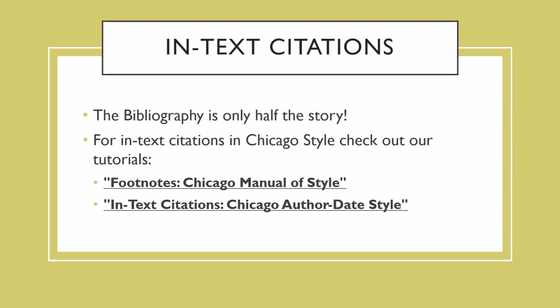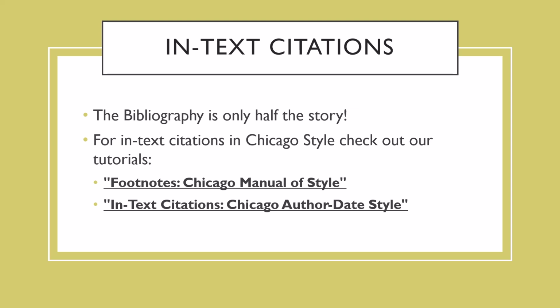But the bibliographic citation is only one half of a complete Chicago-style citation. Every Chicago-style citation has two parts, the bibliographic citation and the in-text citation, which, depending on the type of Chicago-style citation you're using, will either take the form of a footnote, or if you're using Chicago author date style, you'll be using parenthetical in-text citations.